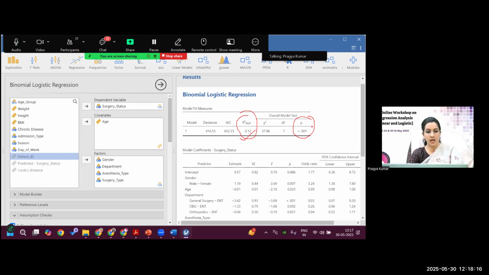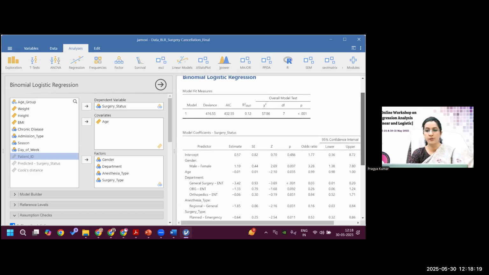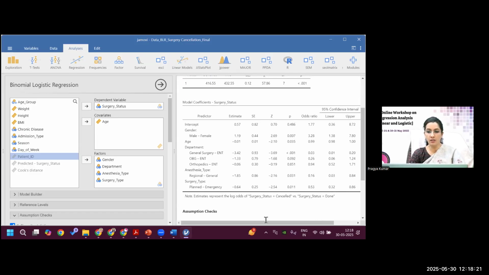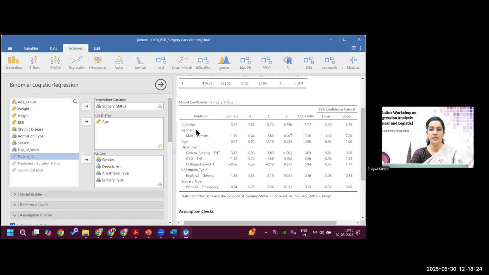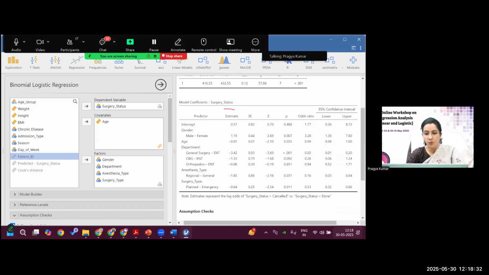Now, understanding the model coefficients. This table will take a little long and I will explain it well. If you see gender, this is the estimate. In linear regression, if you can recall, this estimate was the beta. But here, in this case, this estimate is the logit. If you remember the equation, this is the logit function.